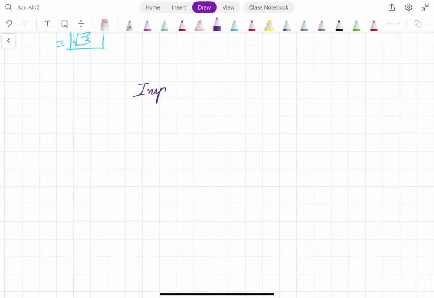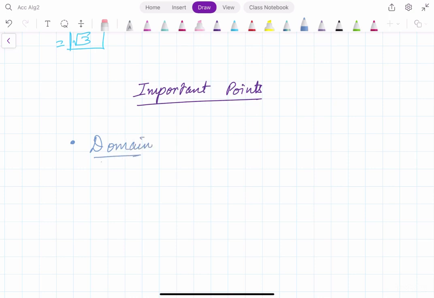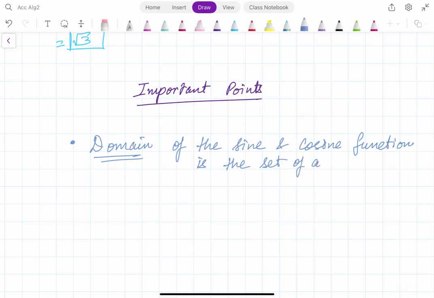After this, we need to write some important points, because in the next lesson, we will be learning how to graph sine and cosine functions. So the first important point is to understand what the domain is. The domain of the sine and cosine functions is the set of all real numbers.